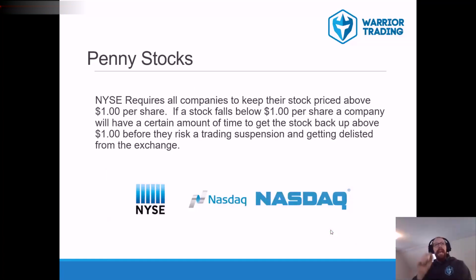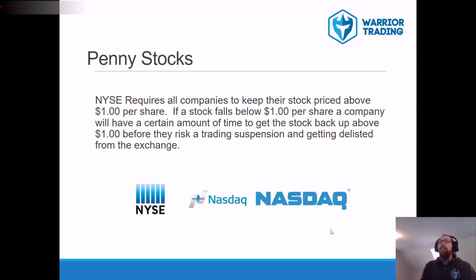All right, now the NYSE requires all companies to keep their stock priced above $1 per share. If a stock drops below $1 per share, they'll be given a delisting notice, and they'll have a certain amount of time to get the stock back up above $1 before they risk having their shares suspended from trading and getting delisted from the exchange.